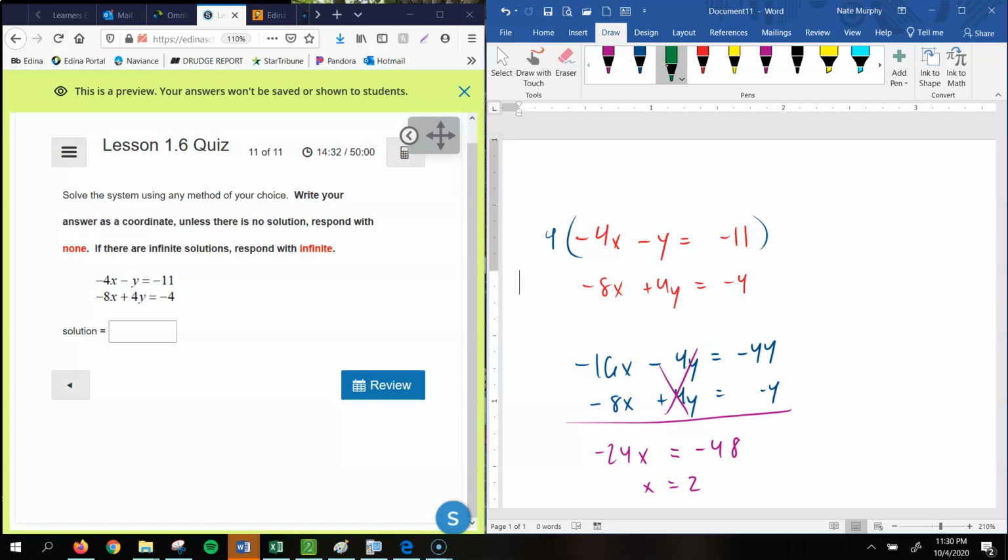So if I put 2 into the second equation, I'm just going to write this down as negative 16, because negative 8 times 2 would be negative 16, plus 4y equals negative 4. So if I add 16 to both sides, I would get 12. And then to solve this, I would divide by 4, so I get y equals 3. So my answers were x equals 2, y equals 3.